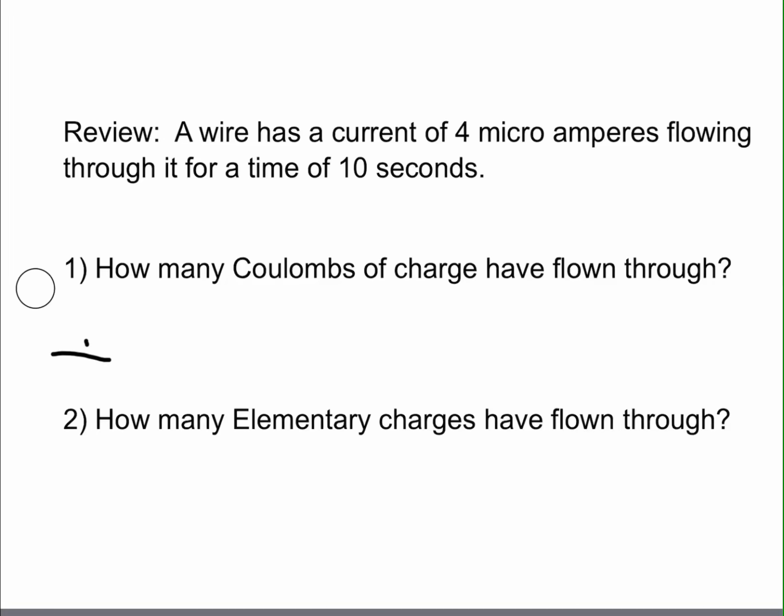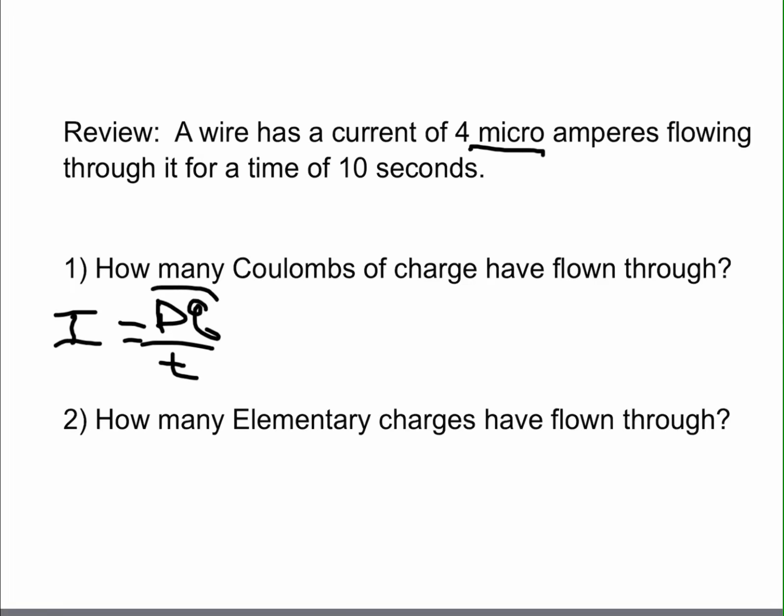Okay, so we're going to start with a review question on current. It says here a wire has a current of 4 microamps, remember micro having a prefix to it, flowing through it for a time of 10 seconds. So let's remember the formulas. I equals delta Q over t. Now the first question says how many coulombs of charge are flowing through it.